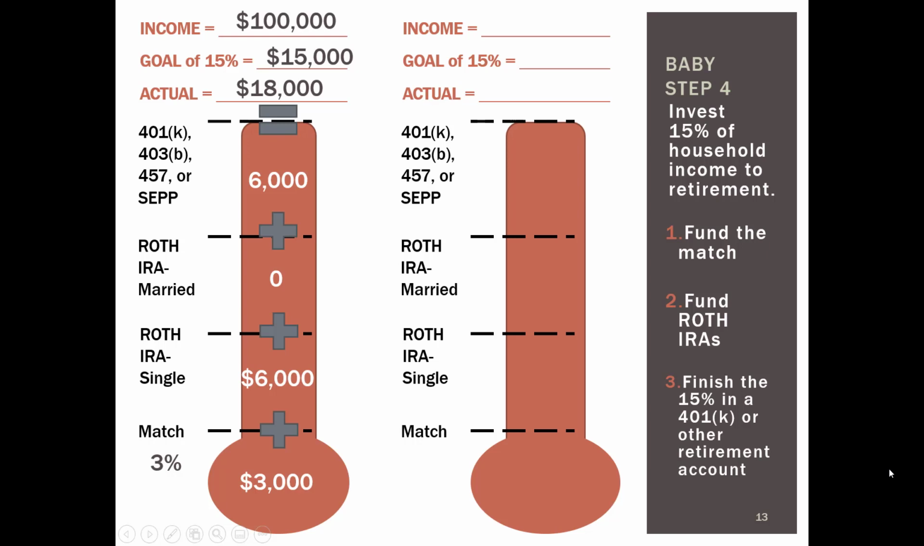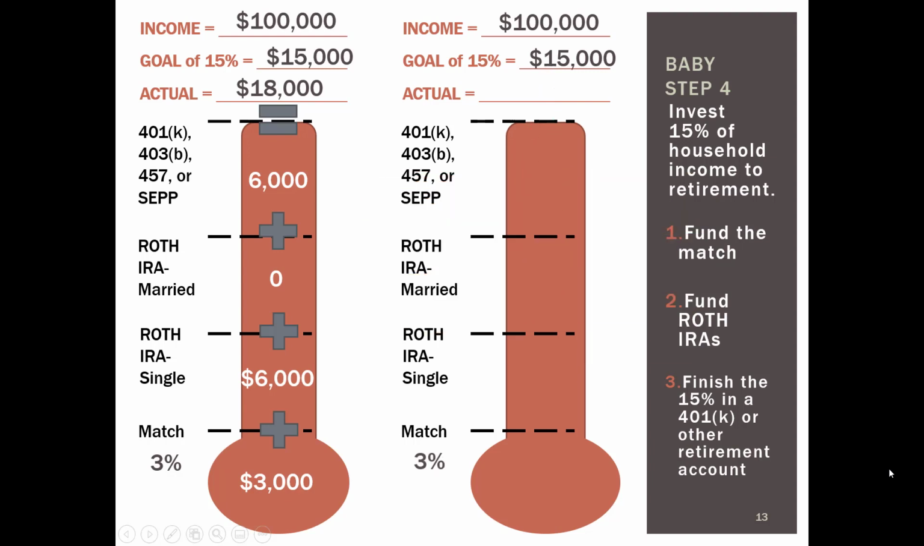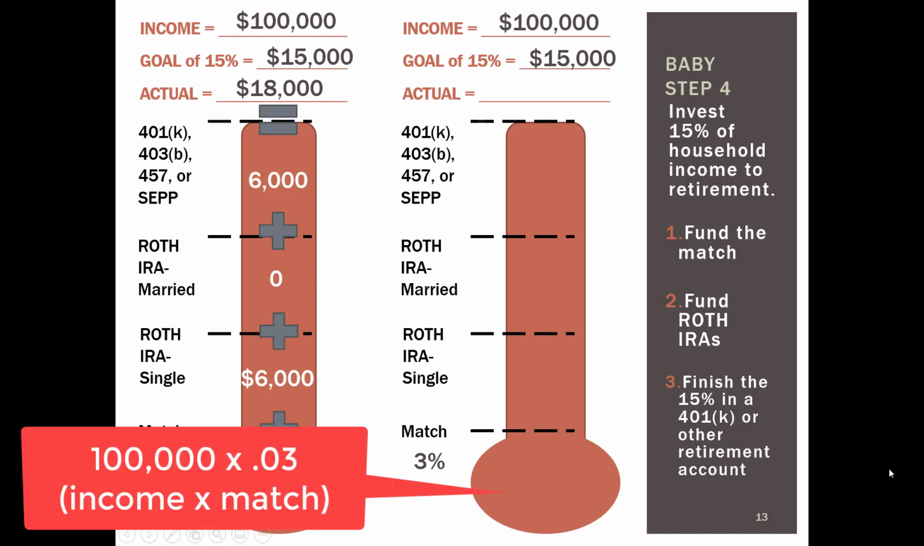Let's do another quick example where we have a $100,000 income, which means our goal of 15% is again 100,000 times 0.15. So we still have $15,000 we're trying to earn. And let's still say we have a $3,000 match. So the first thing we're going to do is take $100,000, multiply it by that 3%, and take our free money. So we'll get our $3,000 in free money right away.